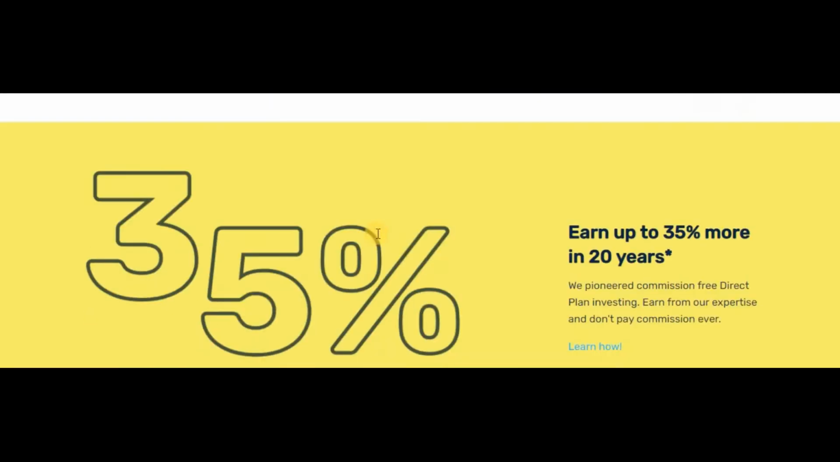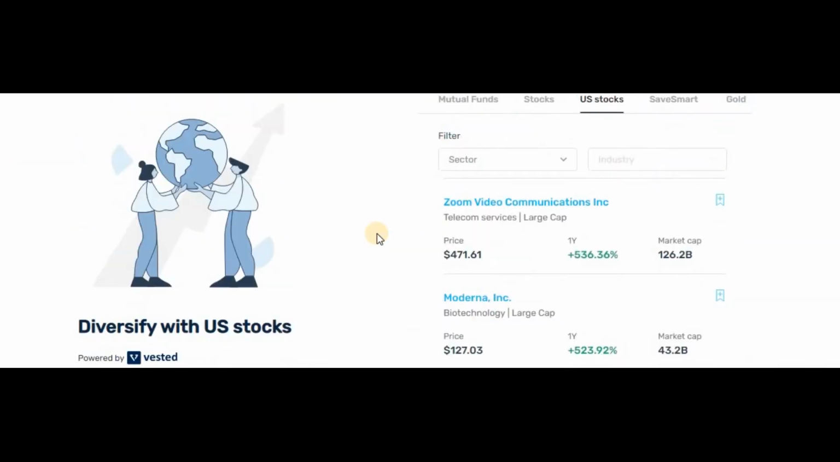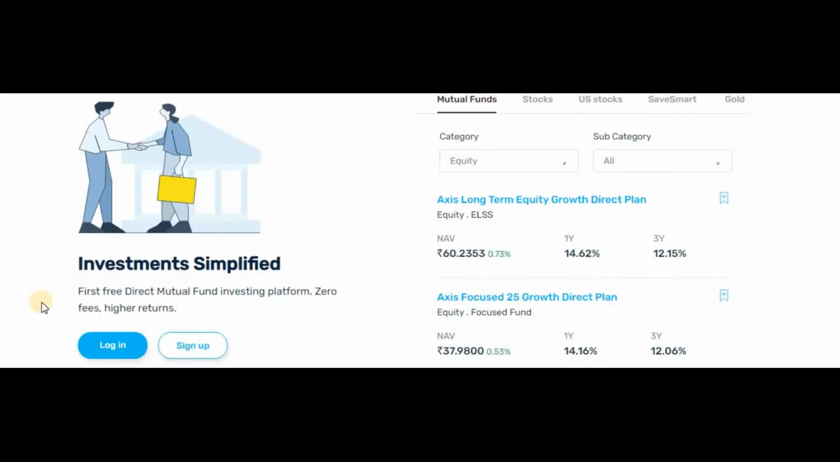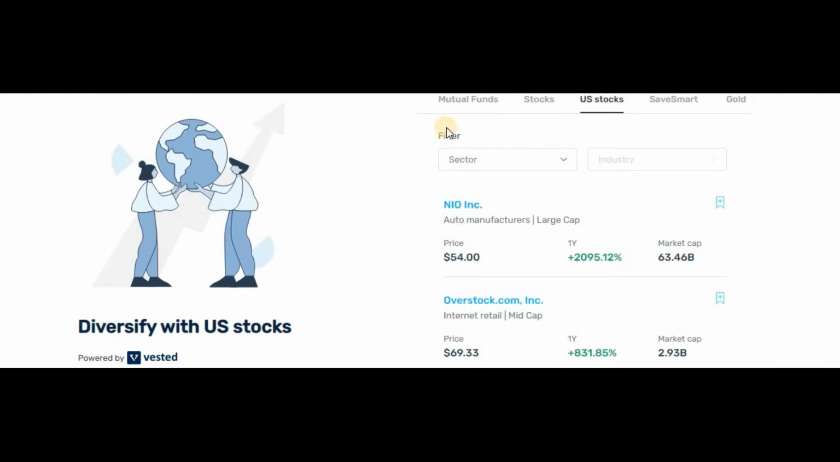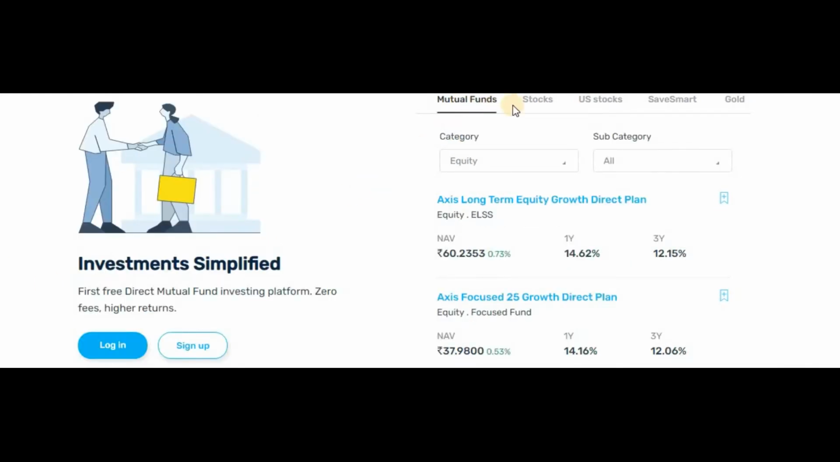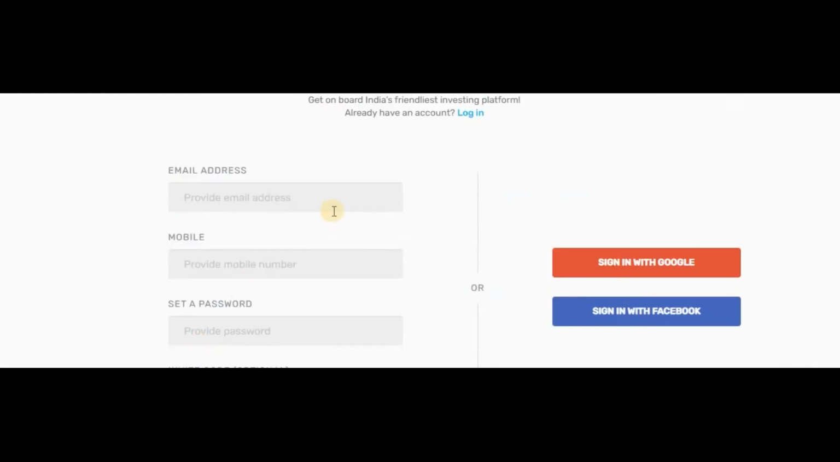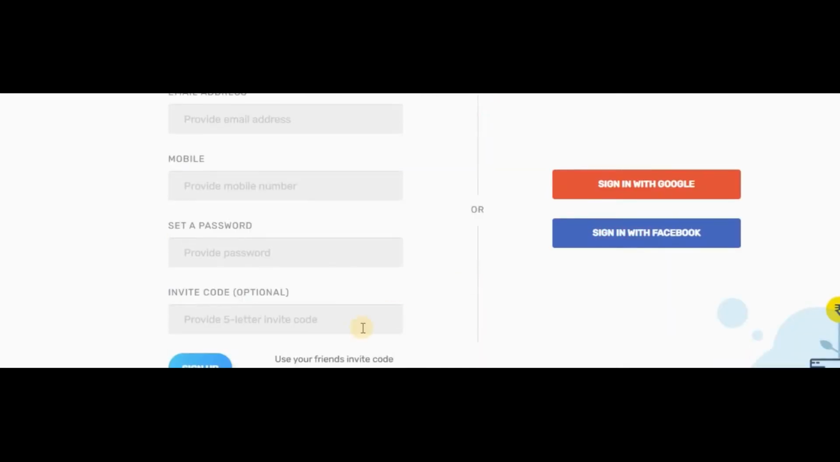So this is the login page of Kuvera, and this one I just now pressed. This is the login page of Kuvera Vested. That is, if you want to buy US stocks, you have to buy from there. If you have already completed this, they'll ask these things. So if you complete this, you can simply go with the sign up part. Okay, so this is about Kuvera and how to log in.